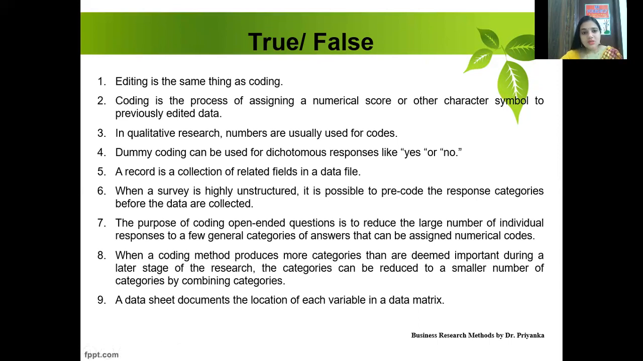Coding is the process of assigning numerical score or other character symbol to previously edited data. Yes, this is the same. The coding is actually the process of assigning numerical score. That means it is true.